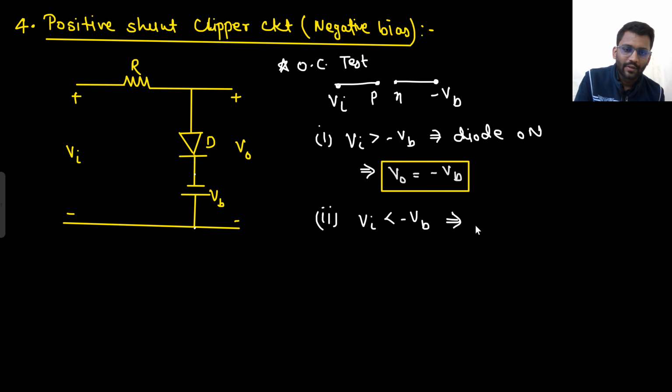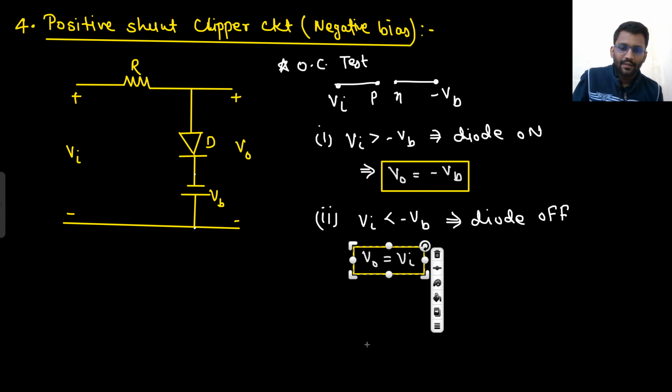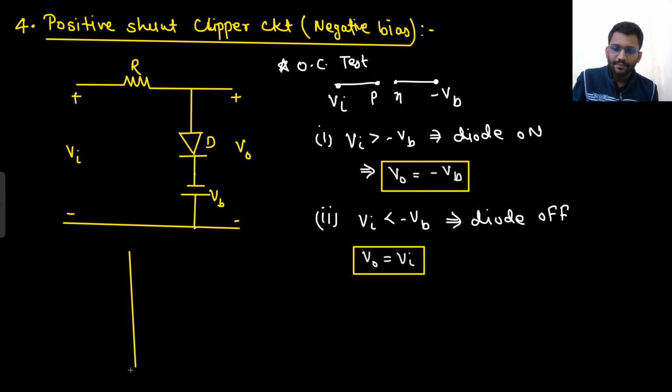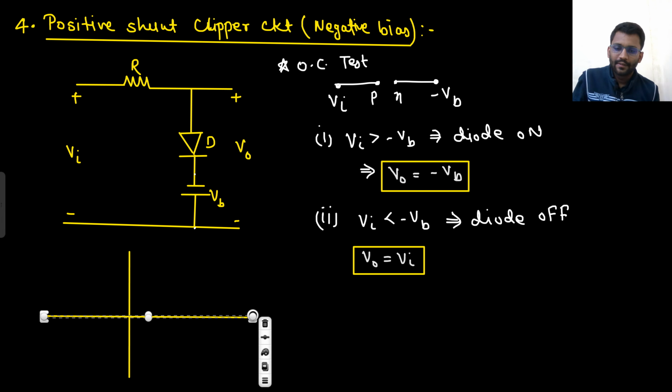And when V in is less than minus VB, at that time what will happen? The diode will be off, and if the diode is off, the complete V in will come across the output. So V out will be equal to V in. How will the graph go? Like that.